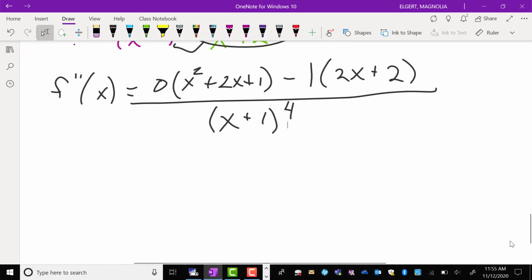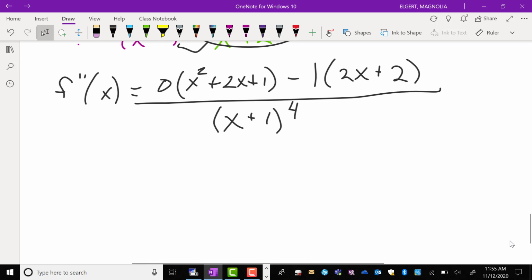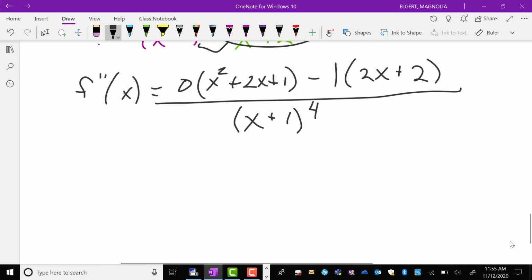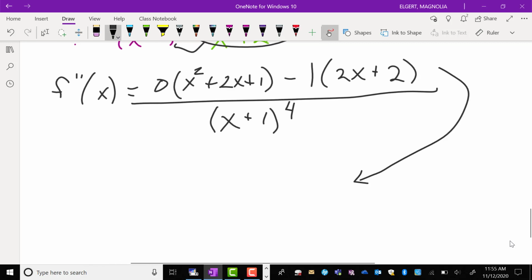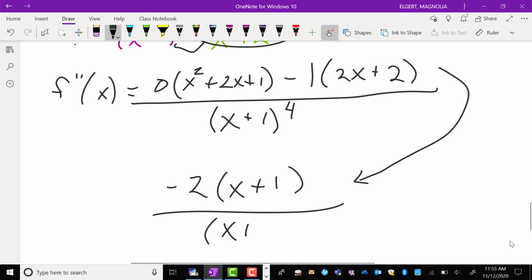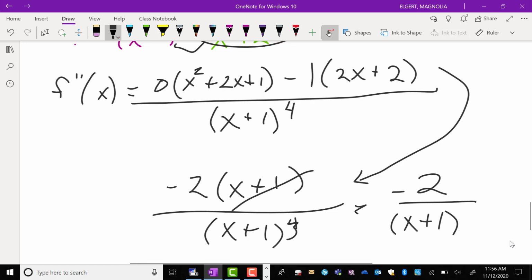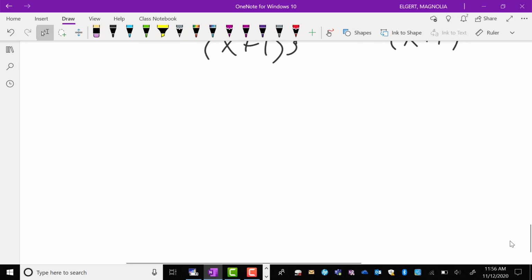And then you simplify. So you'd get negative. Well, actually, let's look at this. I'm going to simplify this piece here. I'm just going to take a 2 out and write it as negative 2 times x plus 1 all over x plus 1 to the 4th. And you can see why I did that, hopefully, because there's only one term I can cancel. So this would become a 3, so that's negative 2 over x plus 1 to the 3rd. That's the second derivative.